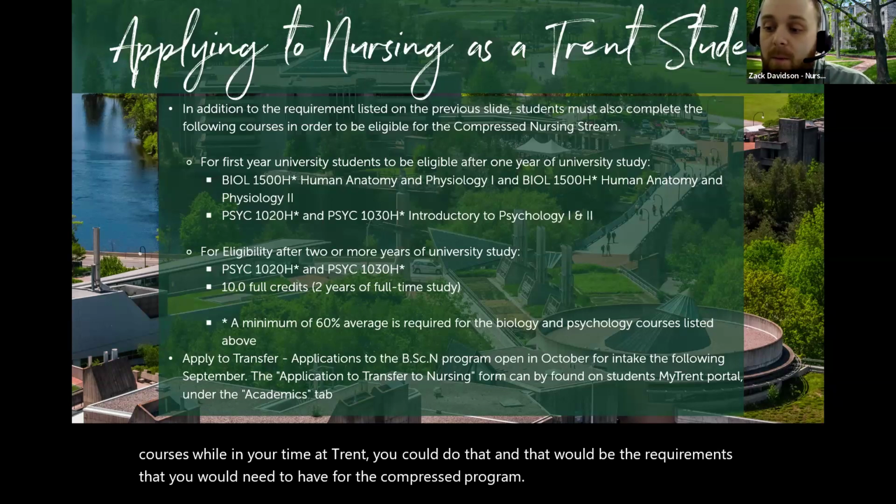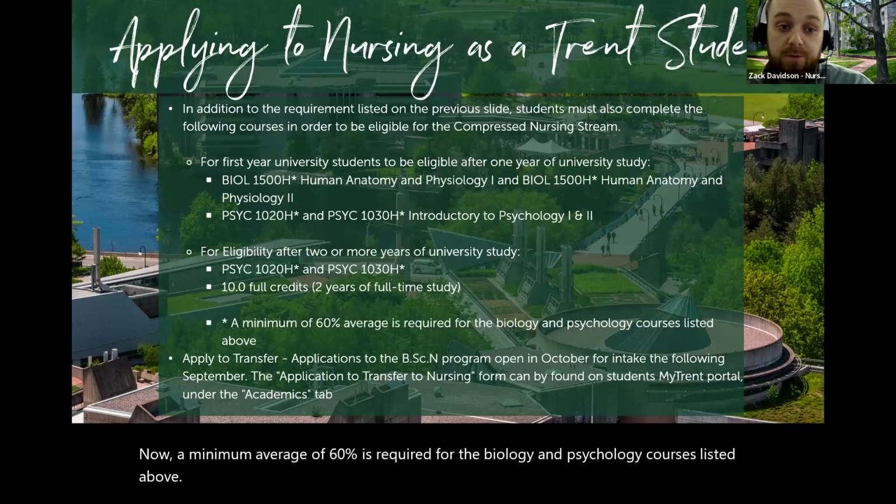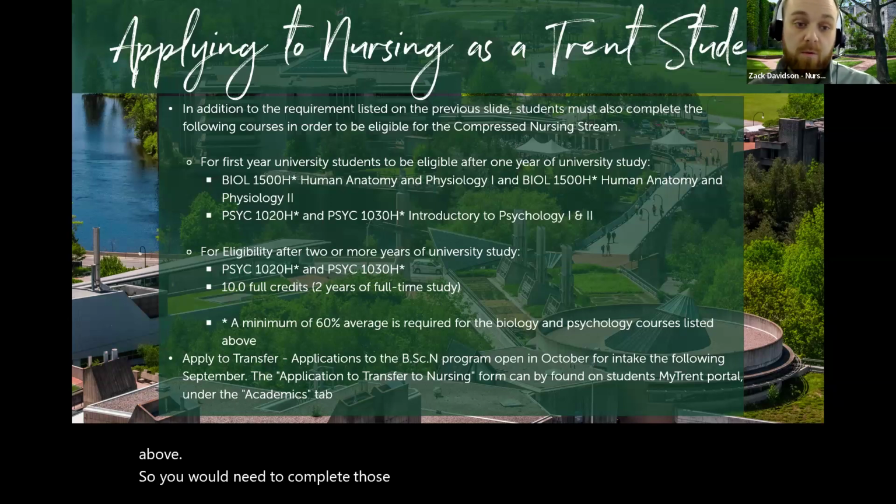Now, a minimum average of 60% is required for the biology and psychology courses listed above. So you would need to complete those courses each with a minimum average of 60%.